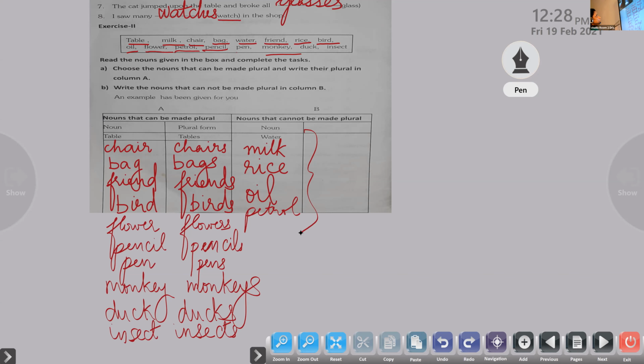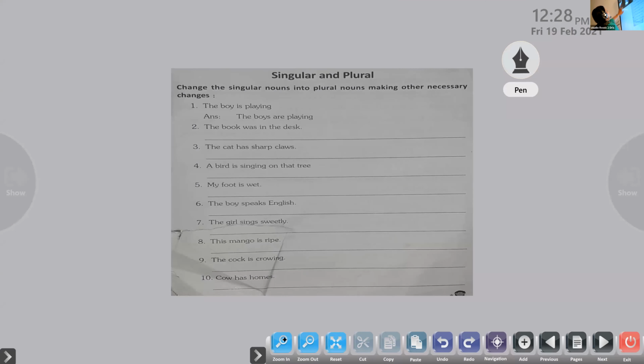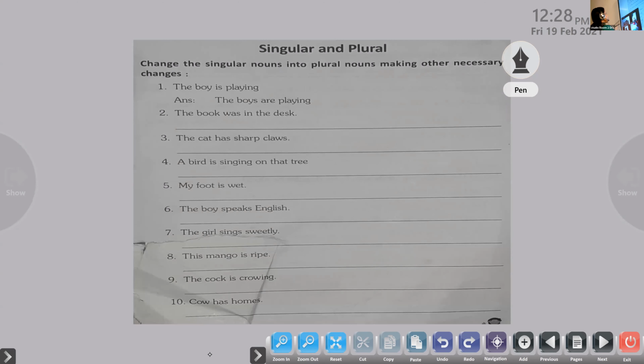So I hope you have completed. Now let's move on to the last exercise of this workbook. All of you, please do take it. When you change from singular nouns into plural nouns, please make the other necessary changes too.